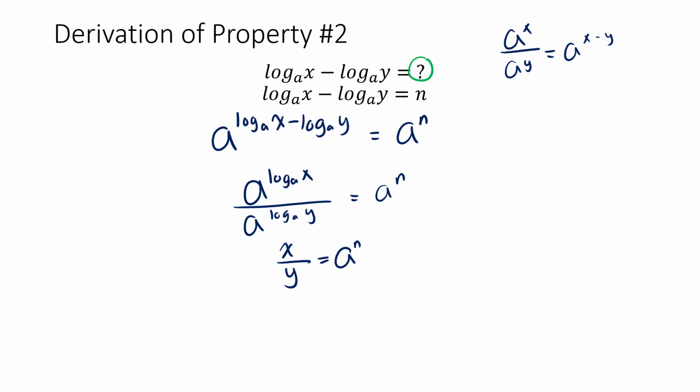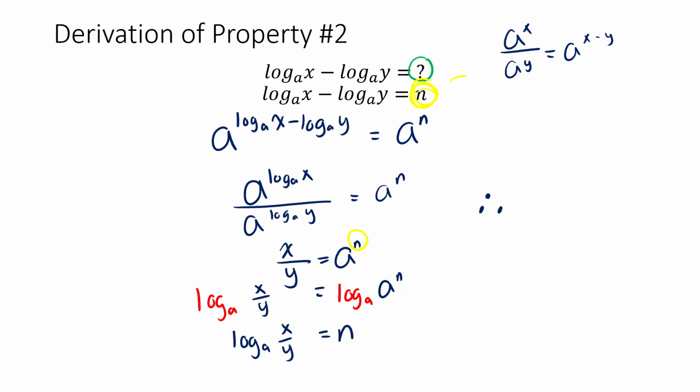Now I have the same problem I had before: the thing I was looking for was the n up here, and the n is stuck in the exponent. So we're going to go ahead and use log base a to undo that. If I log base a one side, I've got to log base a the other side. Right here, log base a of a to the n is equal to n, and here is my expression. So now I know what n is equal to.